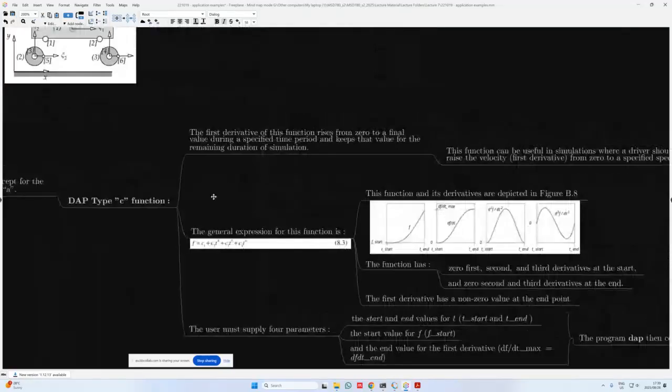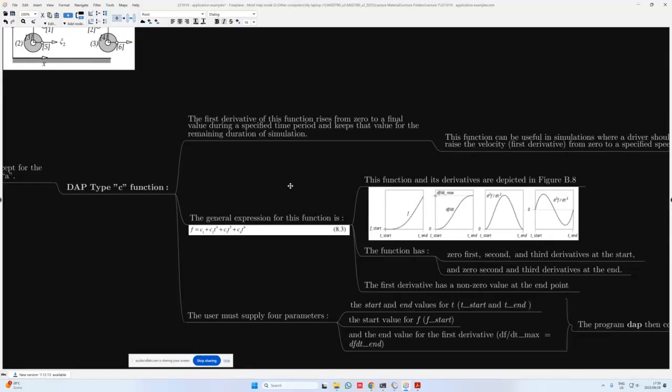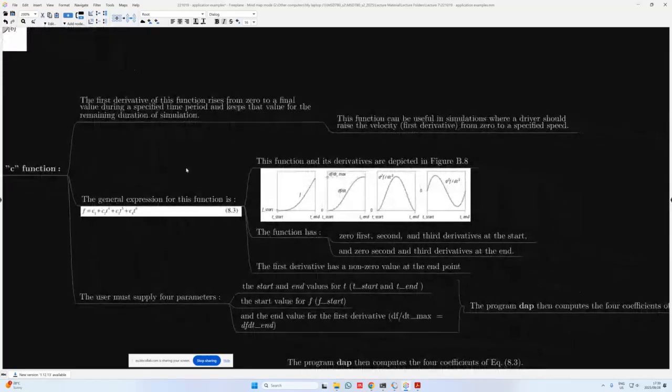If we go to our DAP BC user manual, we can look at what a DAP type C function looks like. The first derivative of this function rises from 0 to a final value during a specified time period and keeps that value for the remaining duration of the simulation. This function can be useful in simulations where a driver should raise the velocity, or the first derivative, from 0 to some specified speed.